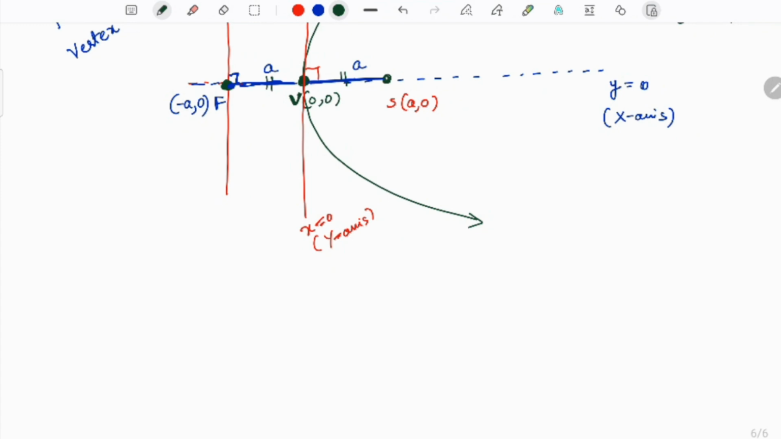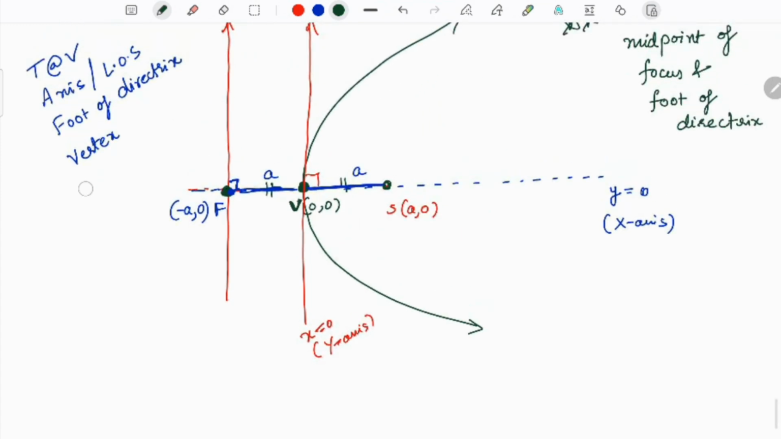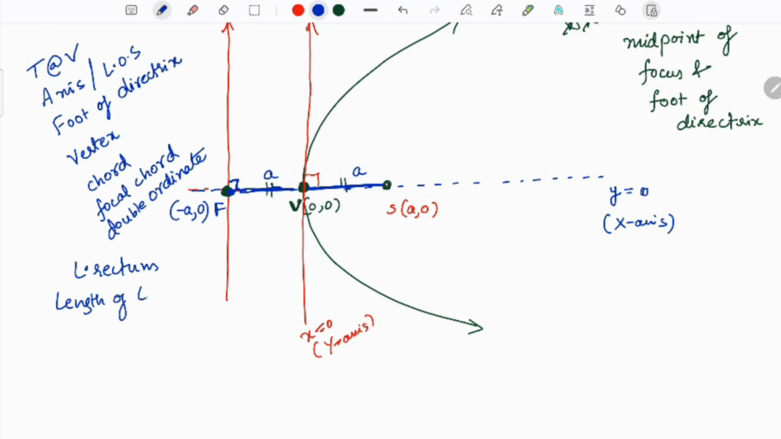So 3 things now we are learning. One is we have to know what is chord. Then we should know what is focal chord. Then we should know what is double ordinate, latus rectum, length of latus rectum, ends of latus rectum. These things we should know.